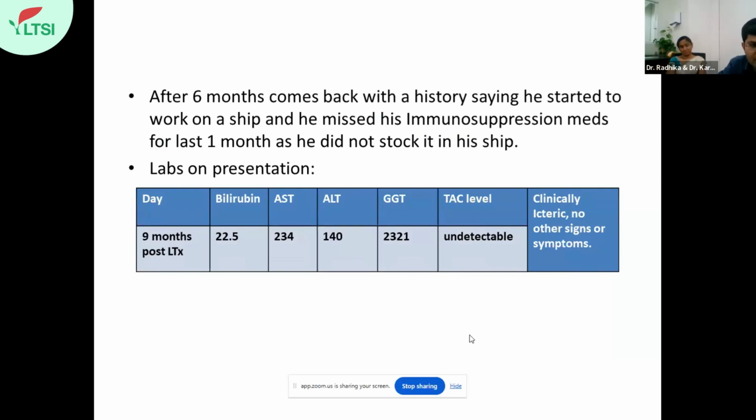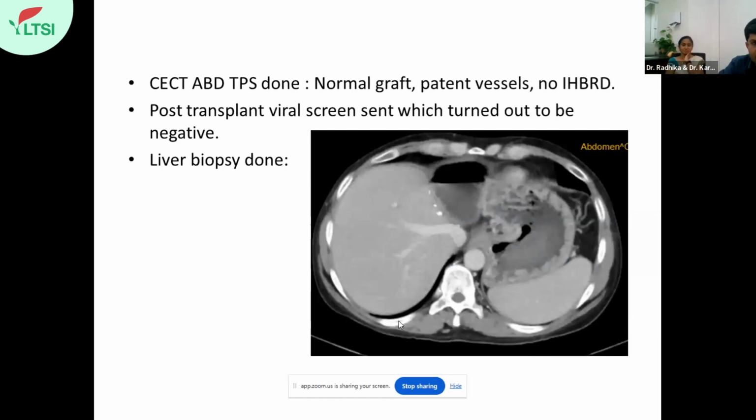So when he came to us, he came 9 months post-transplant with a bilirubin of 22.5, AST of 234, ALT of 140, gamma GT of 2300, and undetectable TAC because he's never taking it. And he clinically was icteric, otherwise no other signs and symptoms. So at this point of time we did post-transplant viral screening, which turned out to be negative, CECT abdomen, which showed a good graft, patent vessels, no IHBRD. And hence we went ahead with the liver biopsy for him.